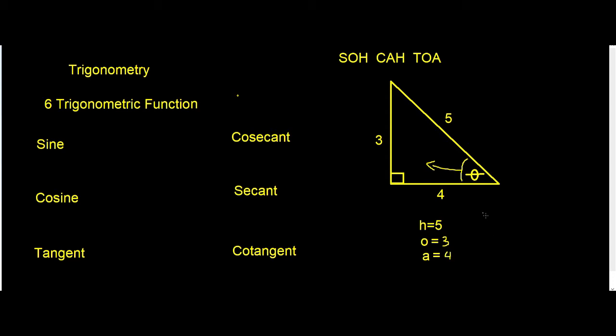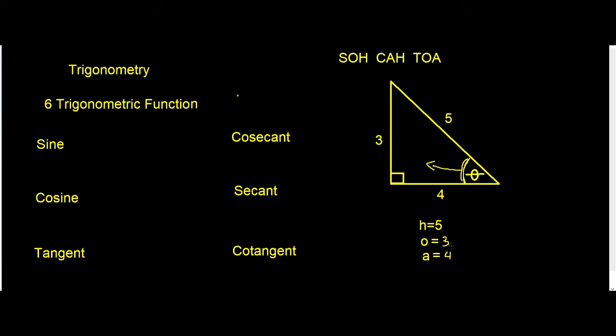Again, in order for you to find the value of the opposite, tignan mo kung asan dyan yung theta, which is ito. Then, kung saan siya nakabukaka or kung saan siya nakaturo na side, which is itong side ng 3, yun ang magiging opposite. And yung katabing side ng theta, that will be your adjacent. And of course, your hypotenuse will always be the longest side of your right triangle.